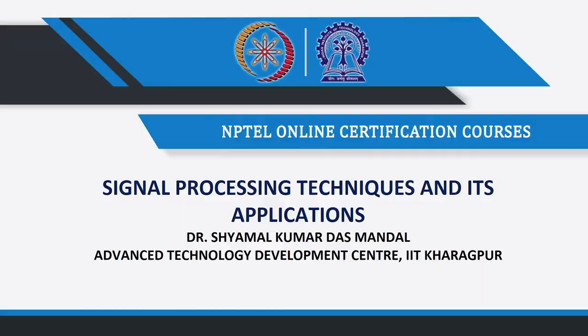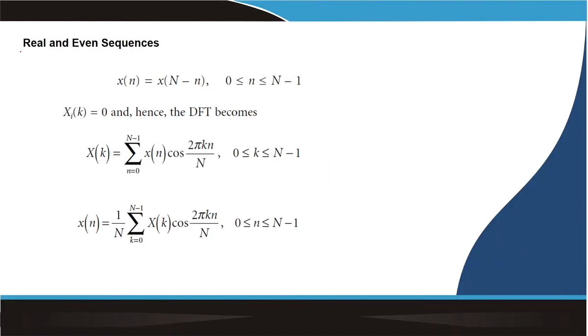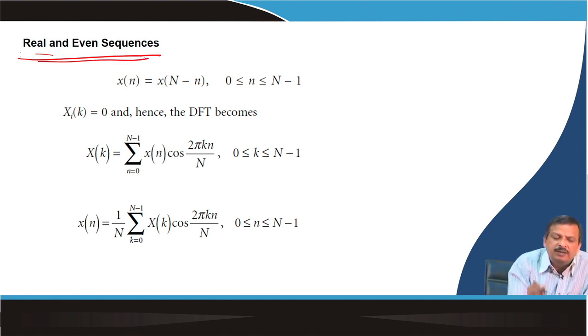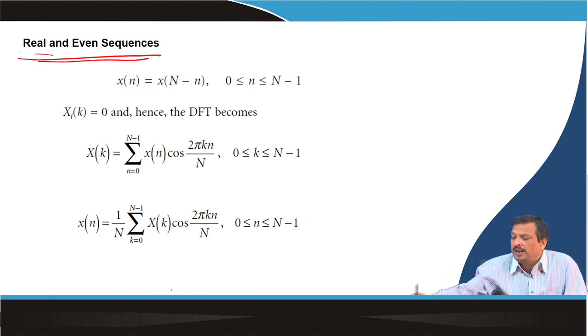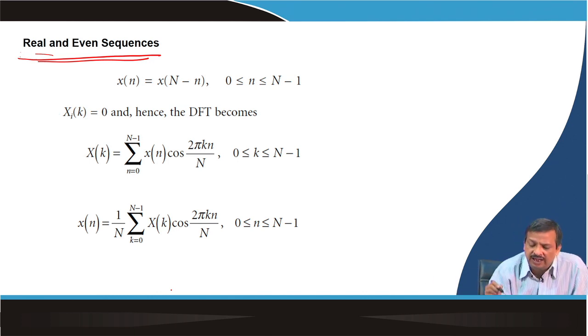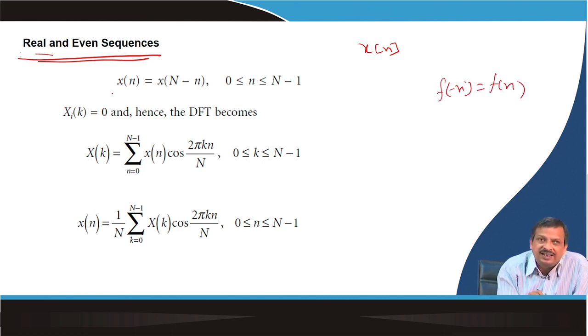Okay. So now we said symmetry property for a real valued sequence. Now I said the sequence is real and even. So what do you mean by real and even sequence? x of n is real and even. A function is even if f of minus n is equal to f of n. So in this case the sequence is a symmetric sequence.